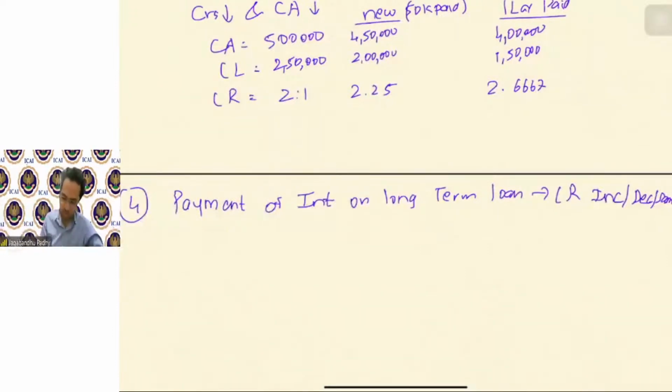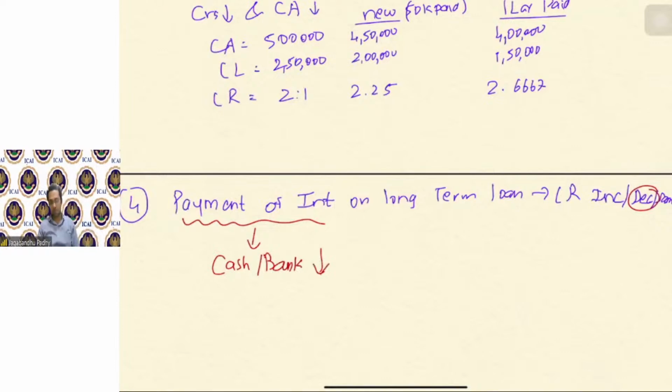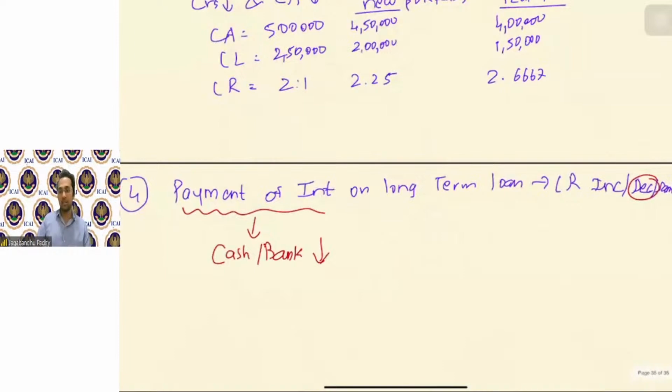Of course, the current ratio will decrease because when you're making payment of interest, your cash or bank balance goes down. Cash or bank balance goes down, and that causes the reduction in the current asset, and even the current ratio will decrease.